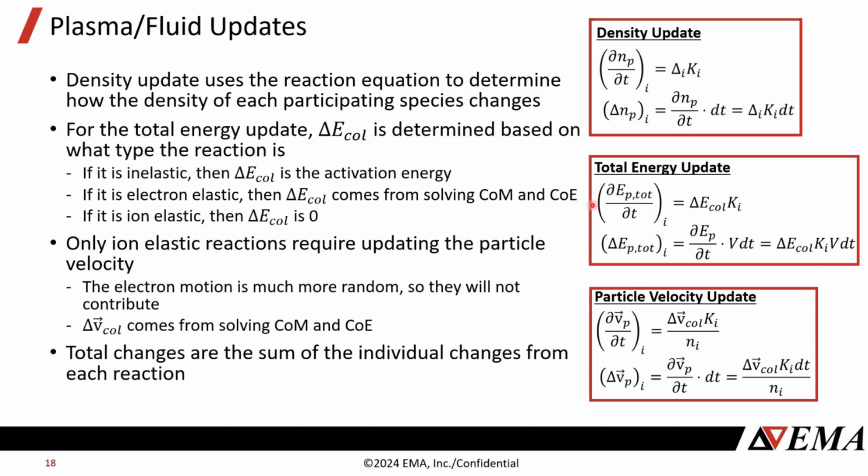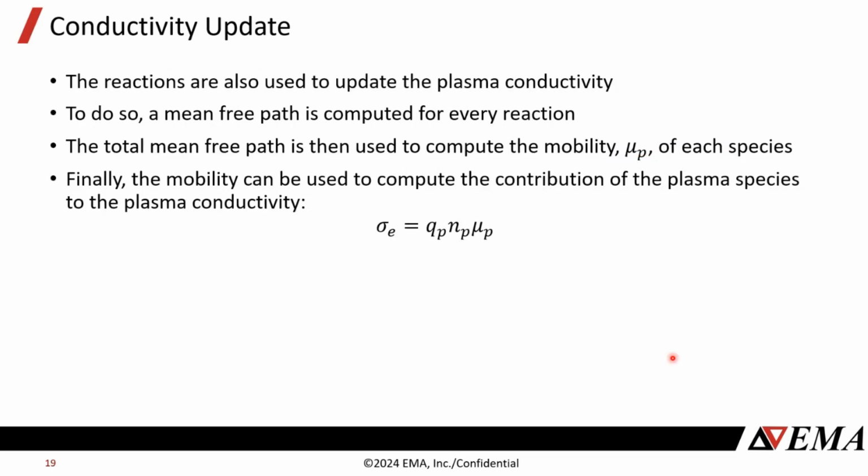These changes and rates are applied to both the PIC and the fluid solver. This change in total energy gets converted to a temperature for the fluid solver and is plugged in as a source in the temperature equation, and then the density and velocity terms here can be plugged directly into the respective fluid equations. And then also we can come up with the conductivity for our plasma. To do this, you'll want to compute a mean free path for every single reaction.